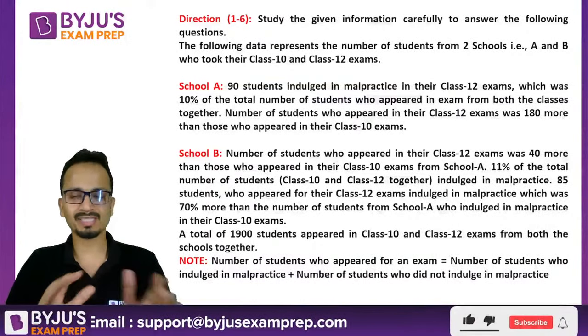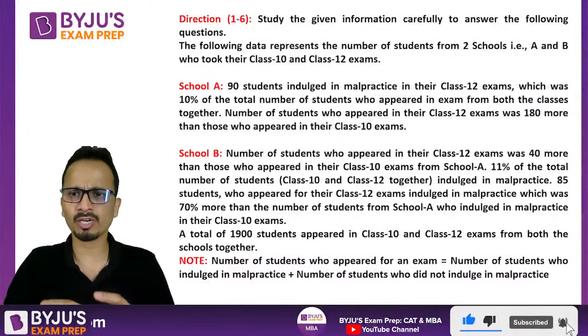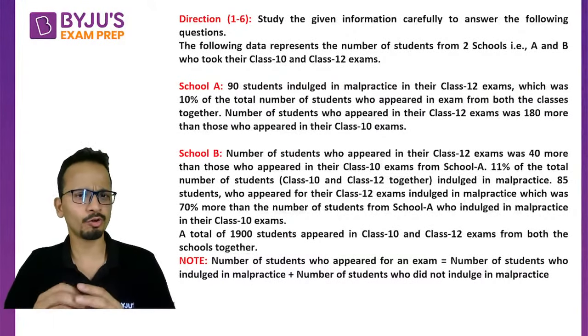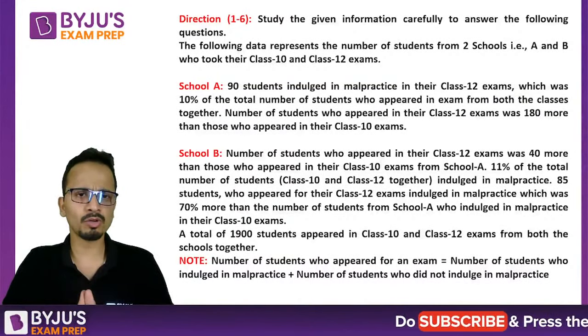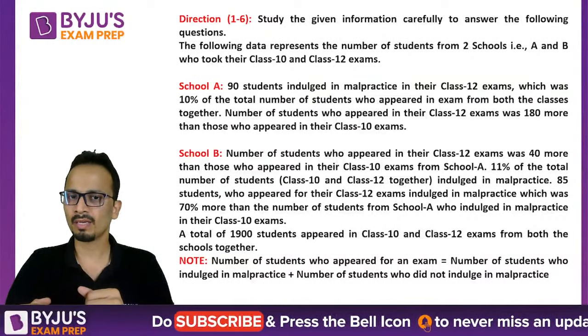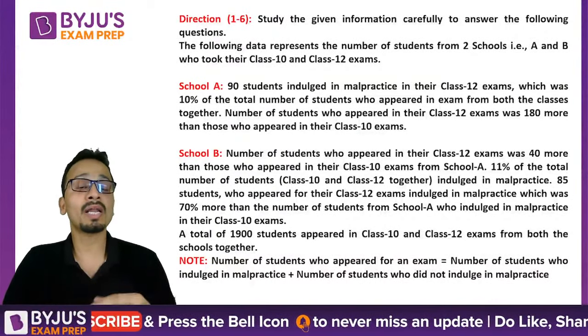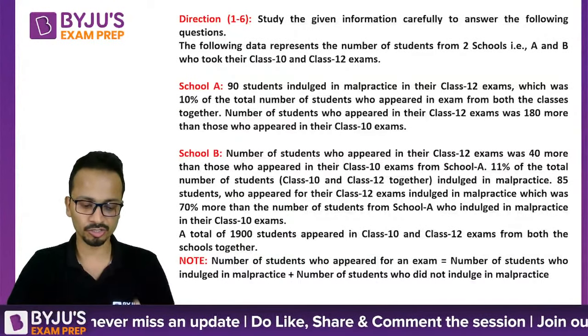You can make separate tables for school A and school B, representing the data for class 10th and class 12th for each of these schools. Now the data will be based on the total number of students who are studying in 10th standard, 12th standard, and the number of students who are indulged in malpractice in their respective sessions.